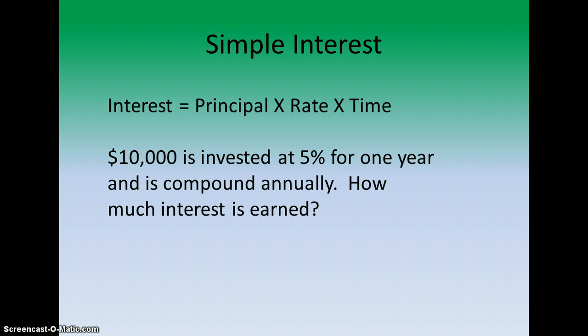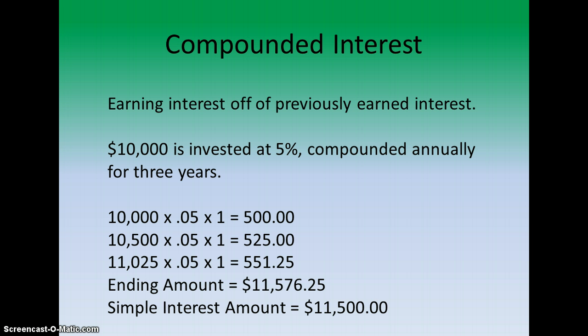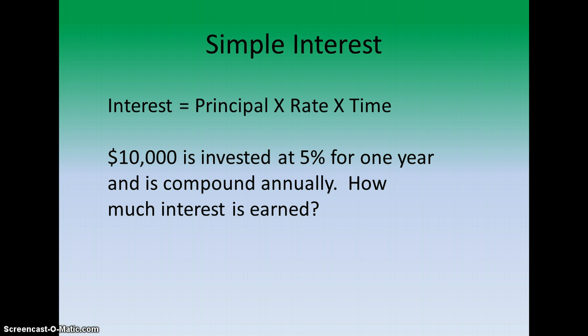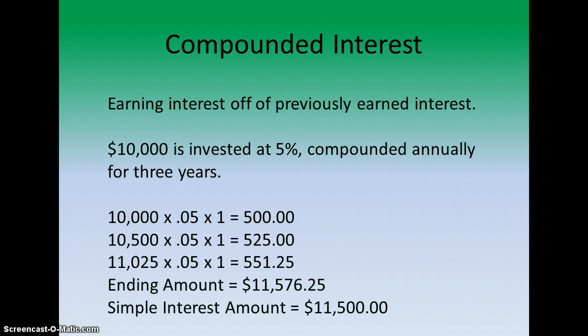If we just plug our numbers into the formula, it would be 10,000 times the rate of 5%, and then the time. It's compounded annually, which means it's only compounded once a year. So our formula would read 10,000 times 0.05 times 1, and that gives us an answer of $500. That's basically the simple interest formula.